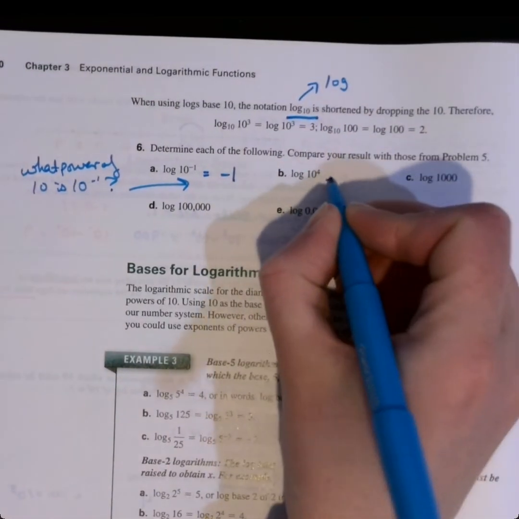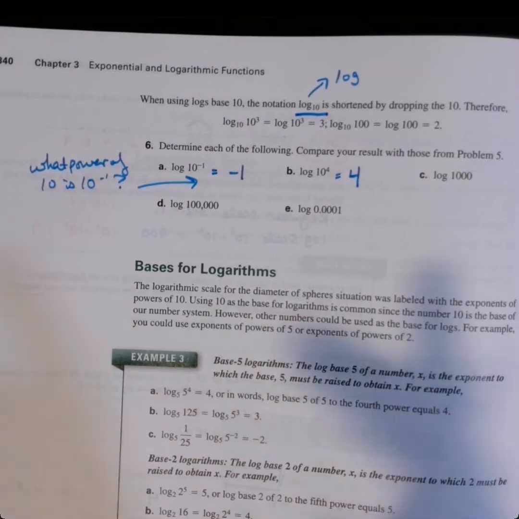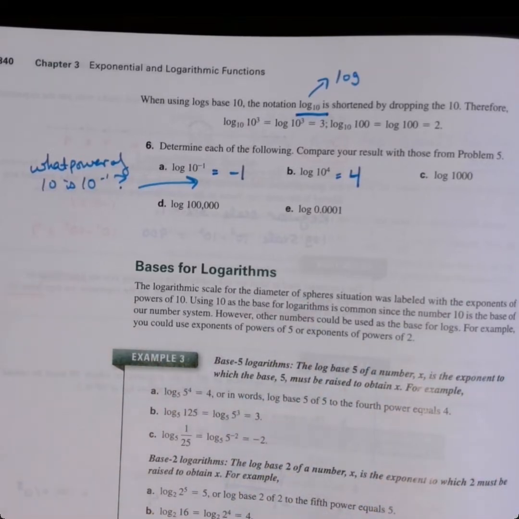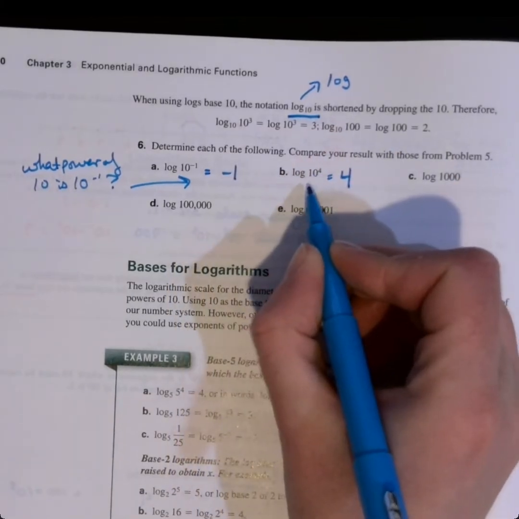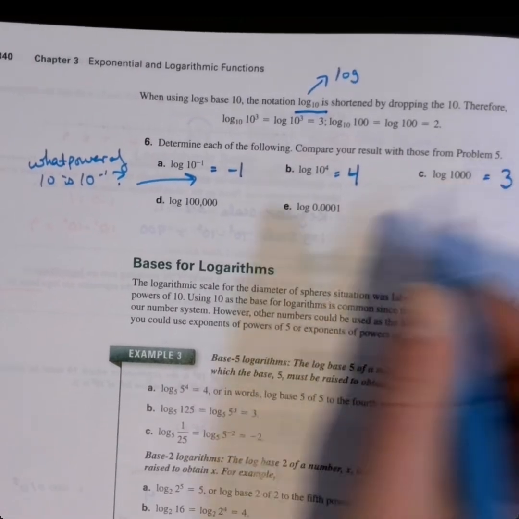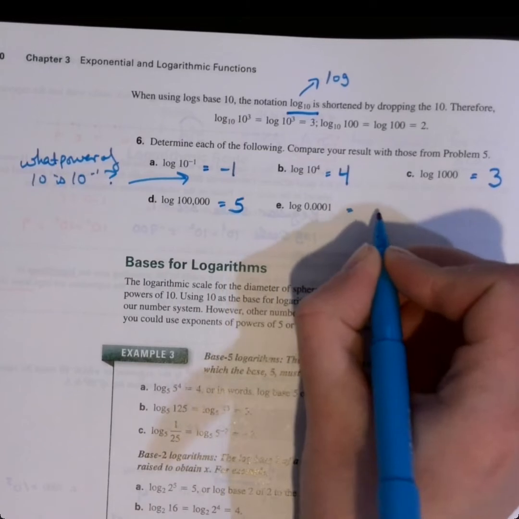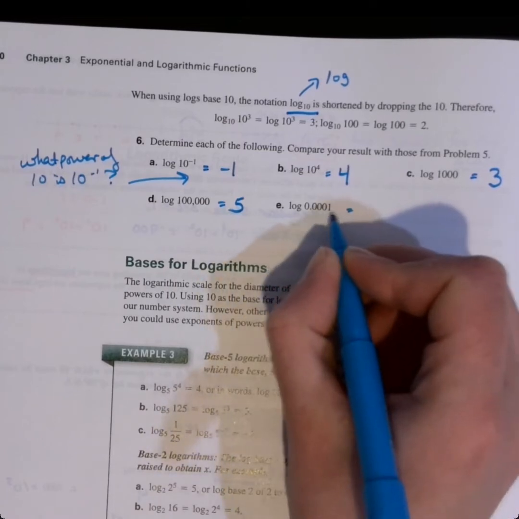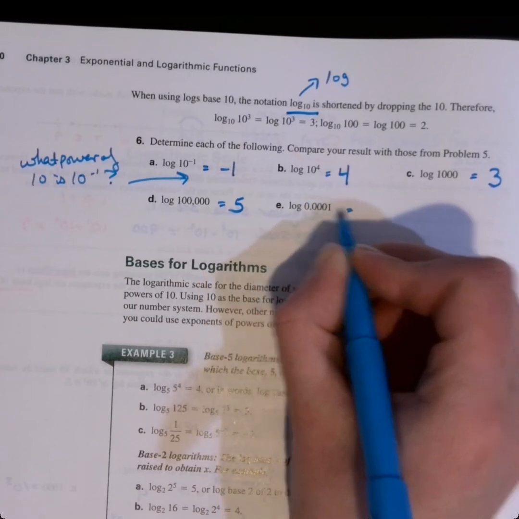Since all of these have a base of 10, the answer to the logarithm is the exponent. The answer to any logarithm is the power the base needs to be raised to get the argument. So log of 10 to the fourth is the fourth power. What power of 10 is 1,000? Third power. What power of 10 is 100,000? That's the fifth power. What power of 10 is 0.0001? That is the negative 4th power.